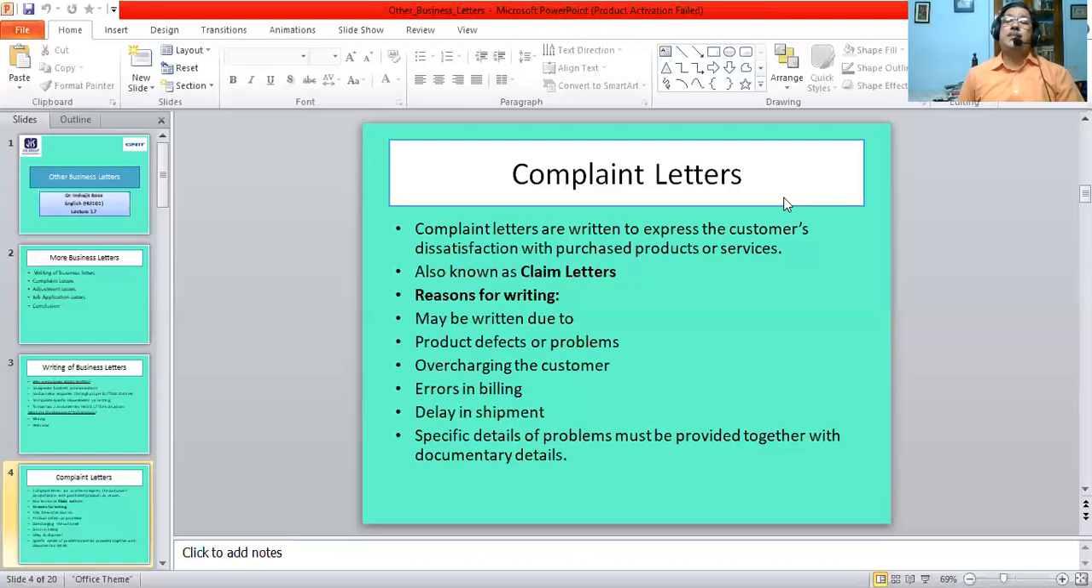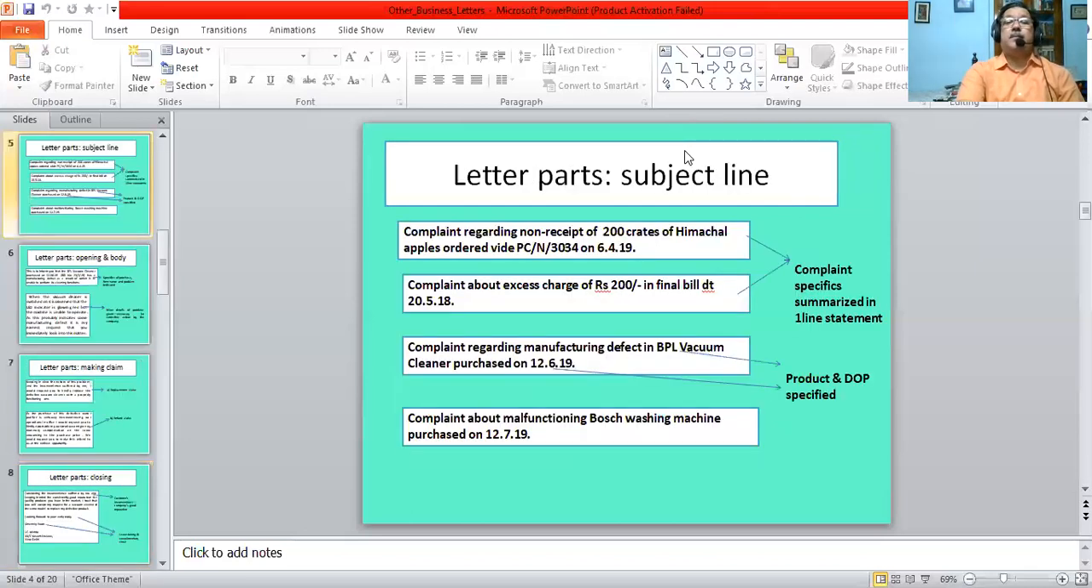So this is the way in which you are supposed to write. You do not express the dissatisfaction in so many words. I mean, obviously you do express it, but in a moderated fashion, not in a tone of direct annoyance. So the tone of complaint letters will still be polite and formal. Now, let us look at the parts of this letter in greater detail.